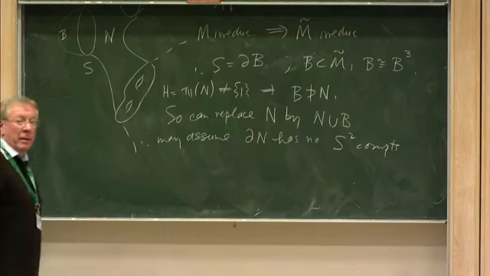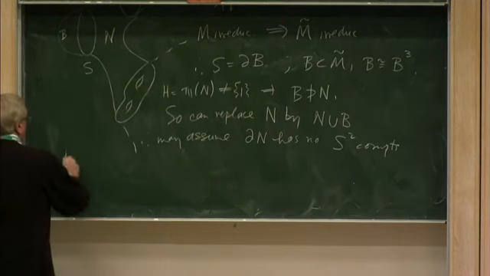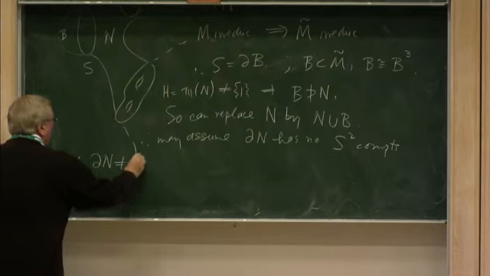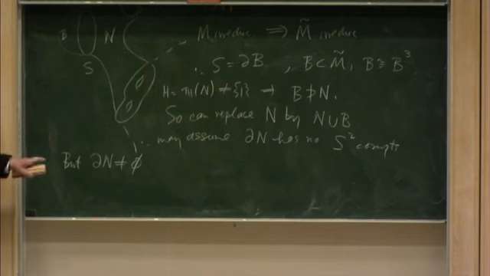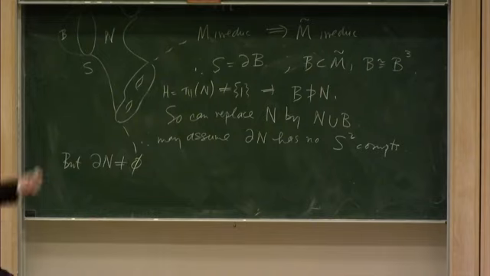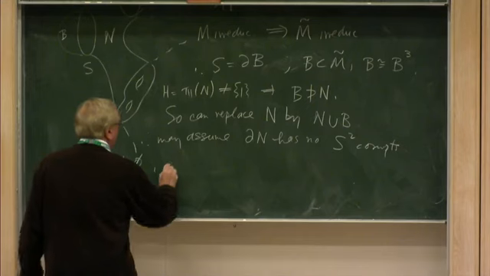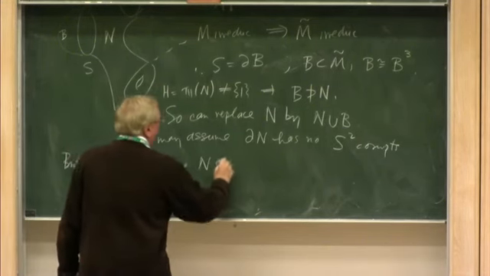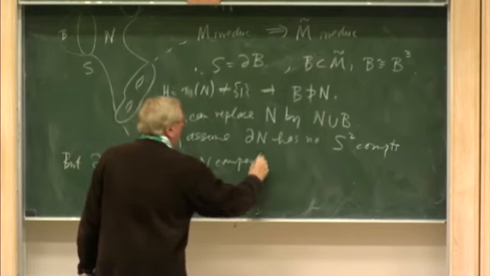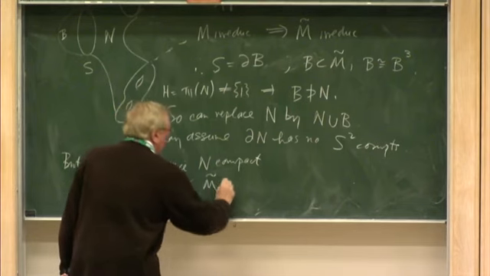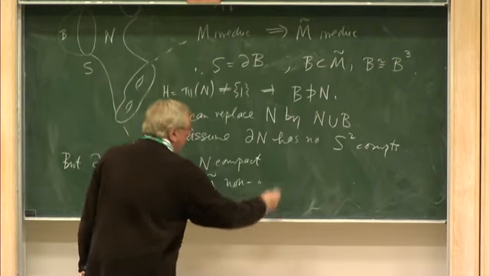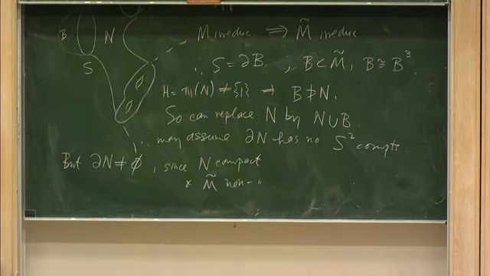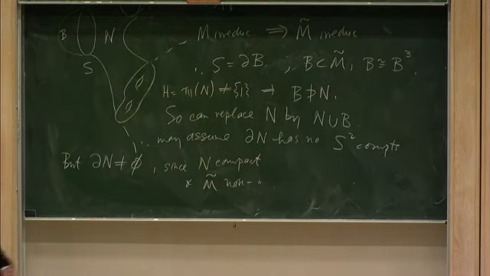But the boundary of N can't be empty, because if the boundary of N were empty, then N would be the whole of M tilde, right? But M tilde is non-compact, right? Since N is compact and M tilde is non-compact. Okay. So there must be some boundary components.